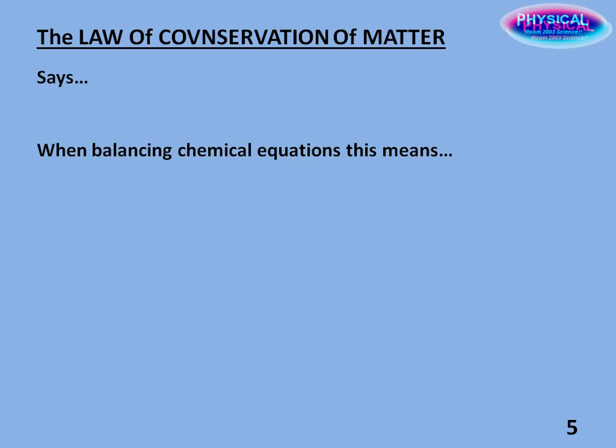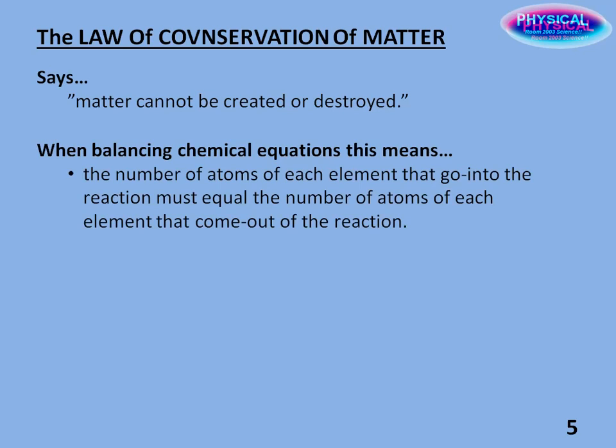with the actual process, let's review what the law of conservation of matter says and what it means. So what it says is matter cannot be created or destroyed, which sounds all well and good on its own, but when we start balancing chemical equations, we have to understand what that means. And what it means is, for one thing, the number of atoms of each element that go into the reaction must equal the number of atoms of each element that come out of the reaction. So if I have 6 oxygen on the left-hand side, I must have 6 oxygen atoms come out on the right-hand side. And remember, the arrow symbol is the divider between goes in and comes out.